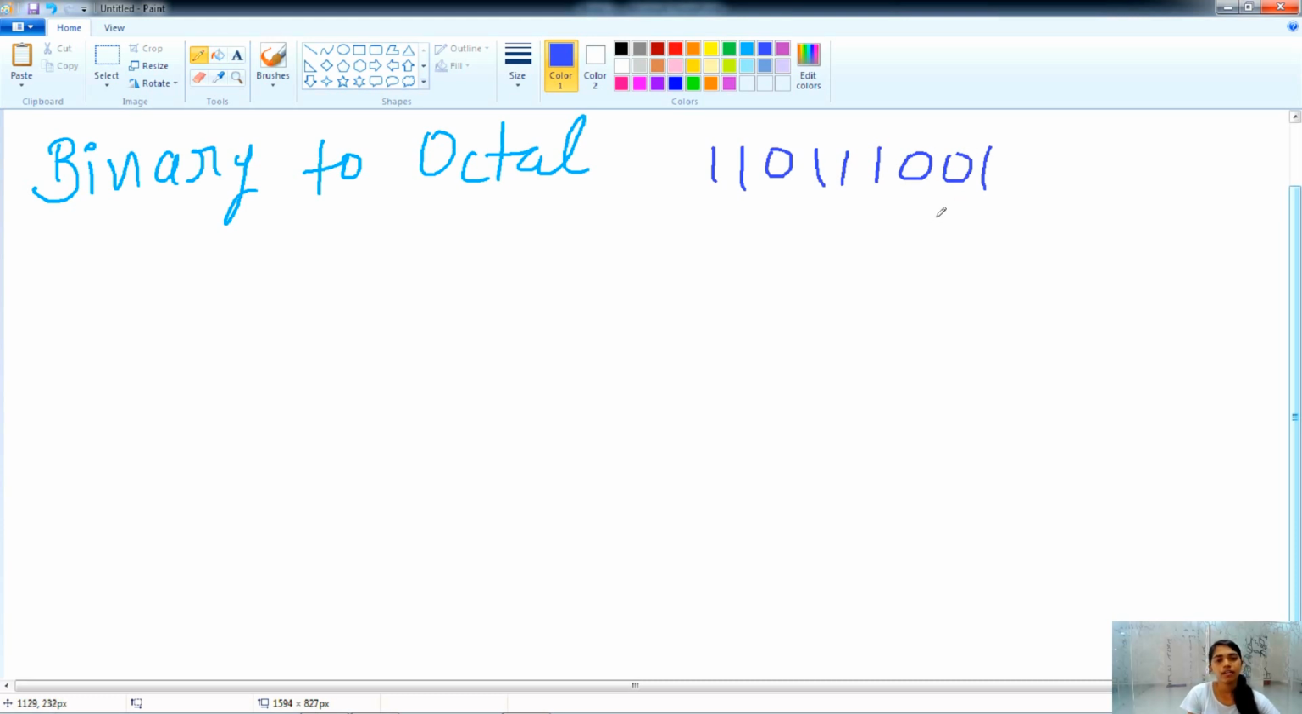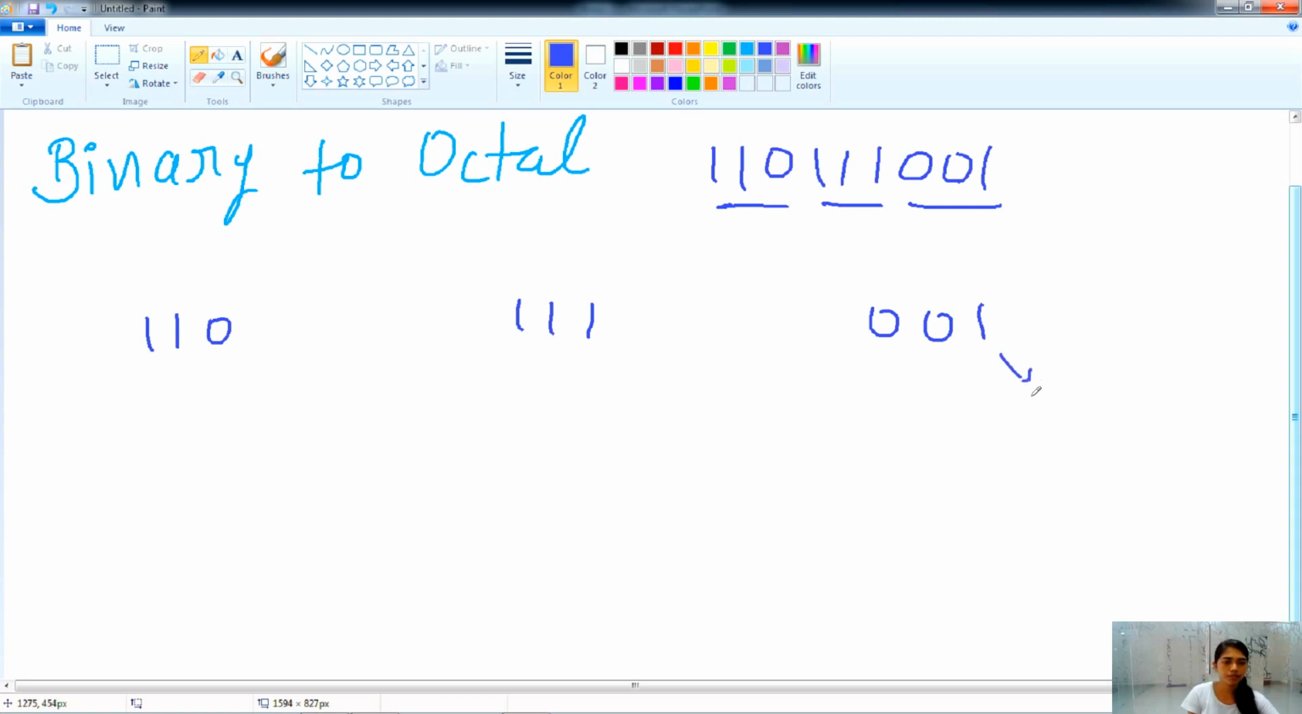We have to take groups of 3 binary digits. Actually, we are grouping them into 3. First these 3, then these 3, and then these 3. So you are making groups of 3 binary digits. Okay. Now we will write these 3 groups a bit further apart. That is 110, 111, and 001. Now we have to calculate the value of each binary group.